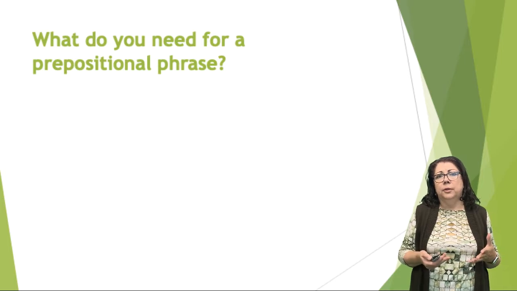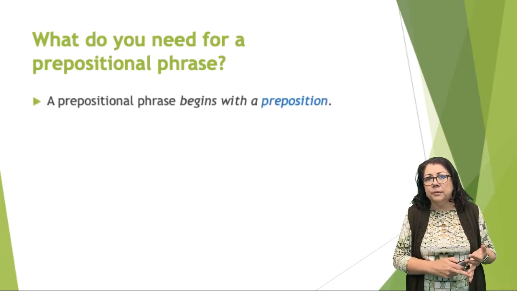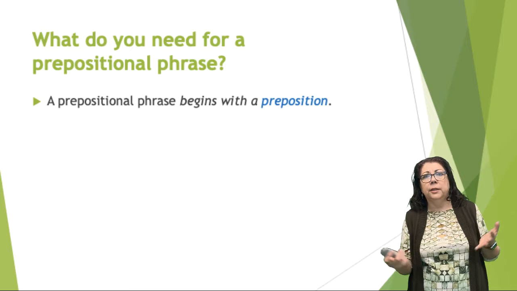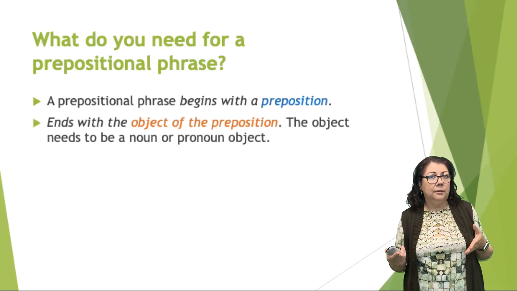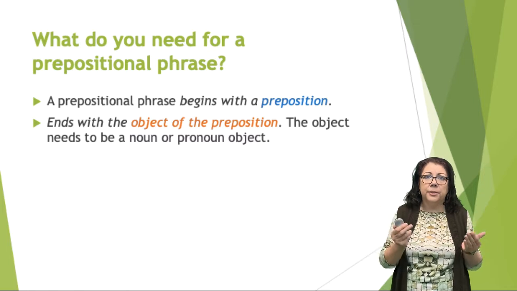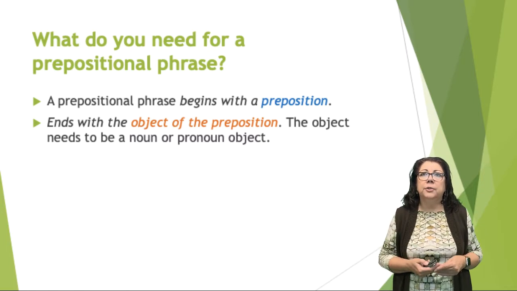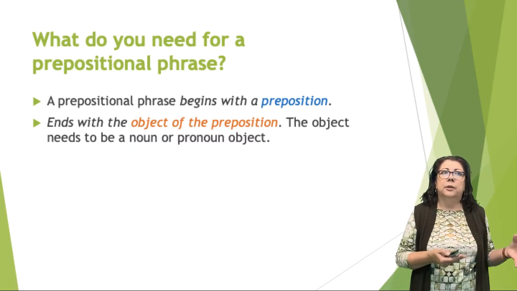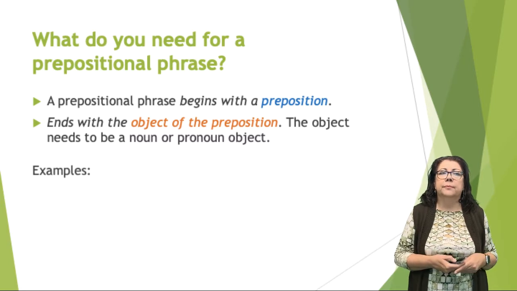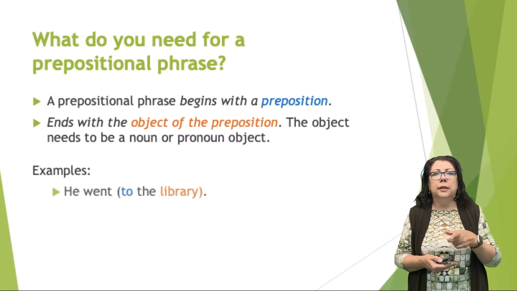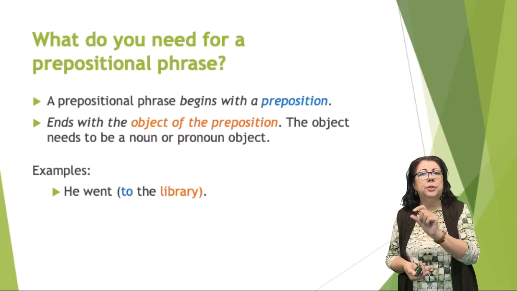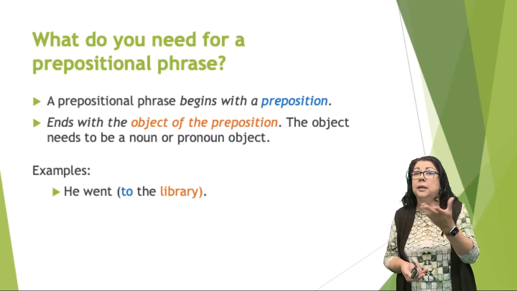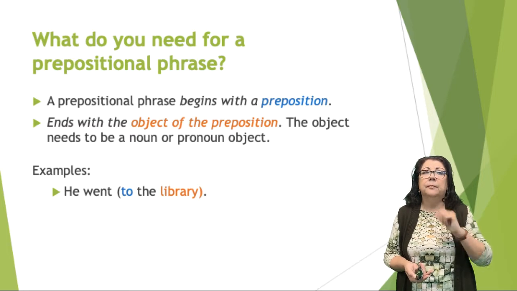So here we have a prepositional phrase. Again, we want to remember it starts with a preposition, in, at, on, during, with, okay? And it's going to end with an object, okay? That makes the prepositional phrase. The object needs to be a noun or a pronoun object. Here's some examples. We went to the library. We start with the preposition to, we end with the object library, right? Library is a noun, right?